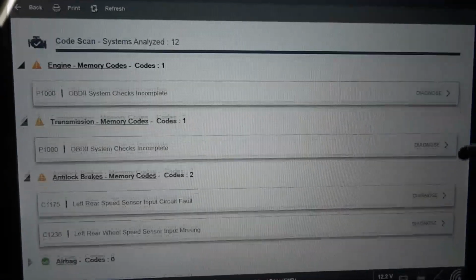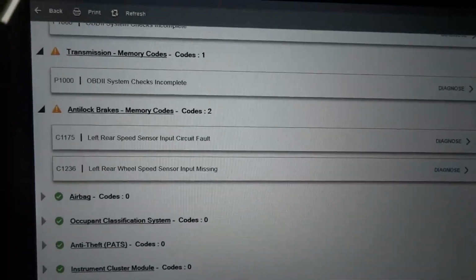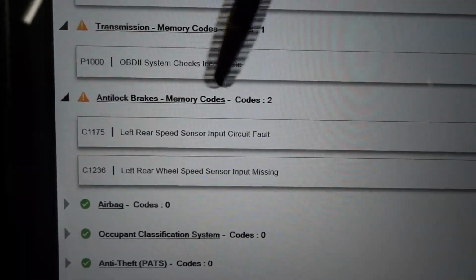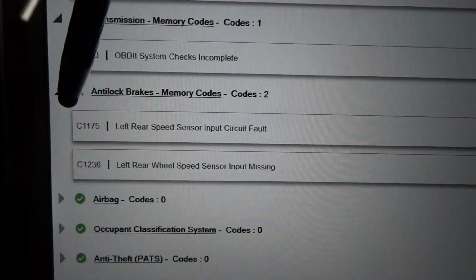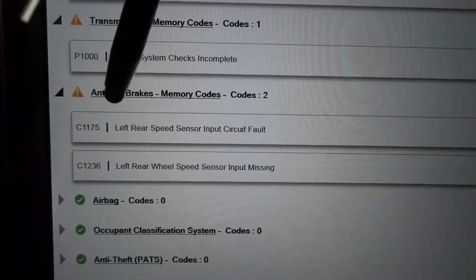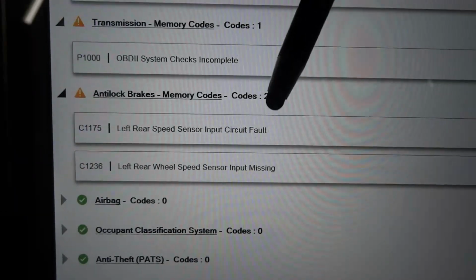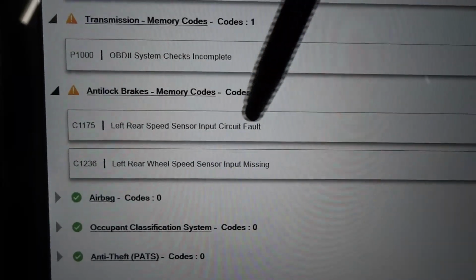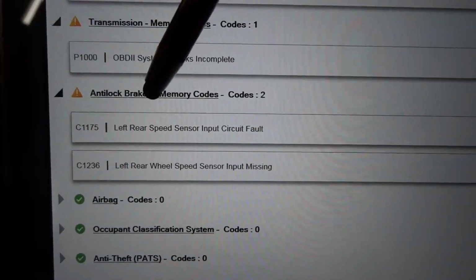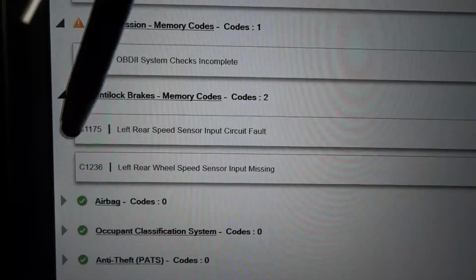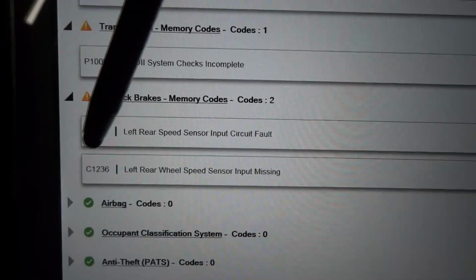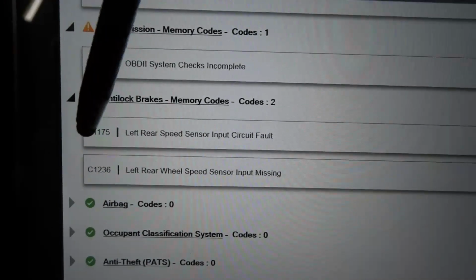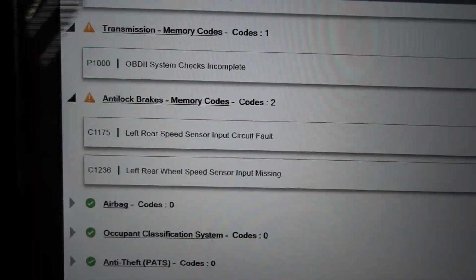We're gonna scroll down and focus on the ABS control unit. Over here we have two trouble codes in the ABS control unit. Our trouble codes are C1175, which says left rear speed sensor input circuit fault. Okay, this code is pretty self-explanatory. There's a problem in the left rear sensor circuit. The other trouble code is C1236, left rear wheel speed sensor input missing. So the first trouble code can cause the second trouble code to be set.